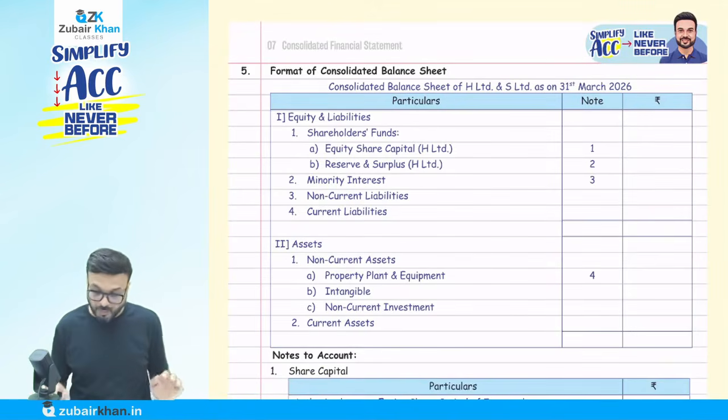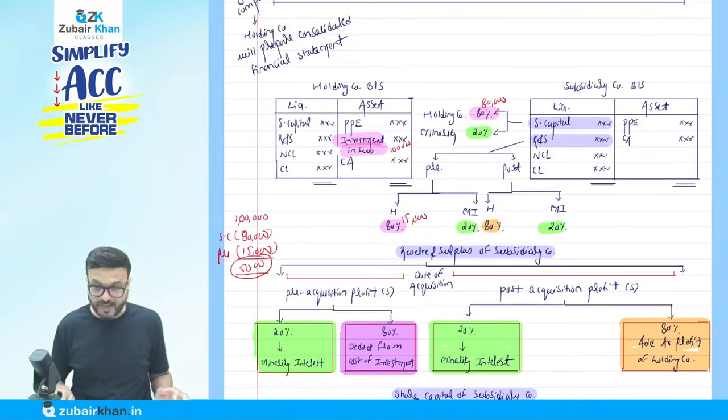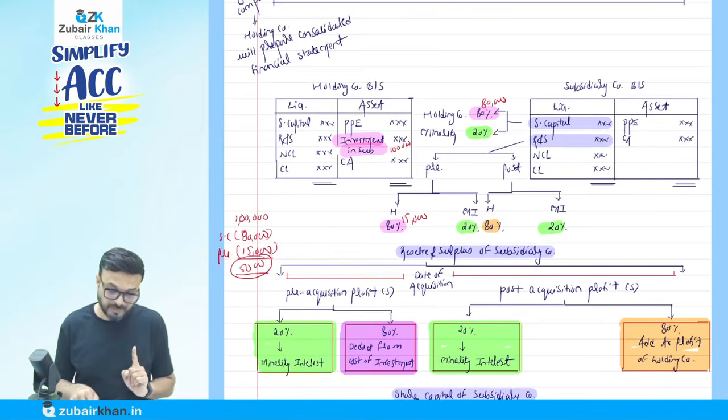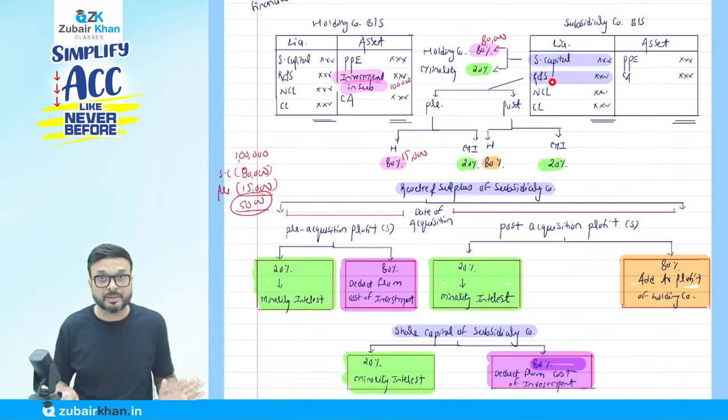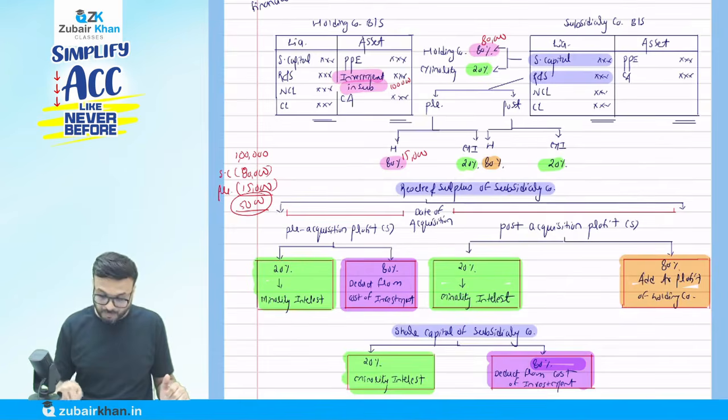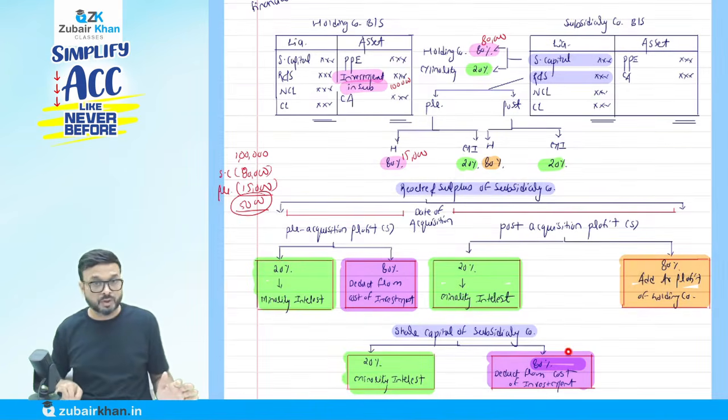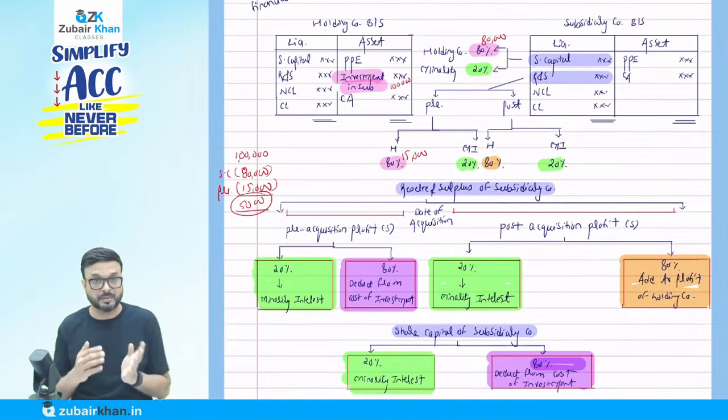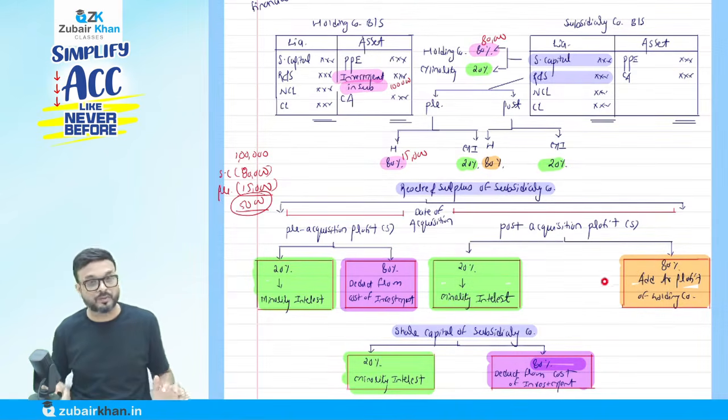4 working notes. What is the biggest task that you have? These highlighted figures: analyzing the profit of the subsidiary company. These figures will not appear directly in the consolidated balance sheet, and neither will the investment in subsidiary company. Where will this reserve and surplus go? Minority's share goes to minority. What about the holding company? Pre-acquisition profit and its portion in the capital will be deducted from the cost of investment. Post-acquisition profit will be added to the profit of the holding company.